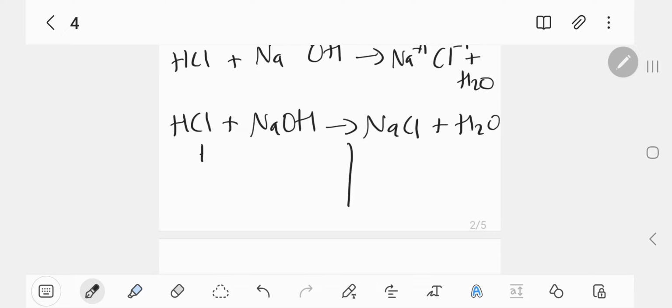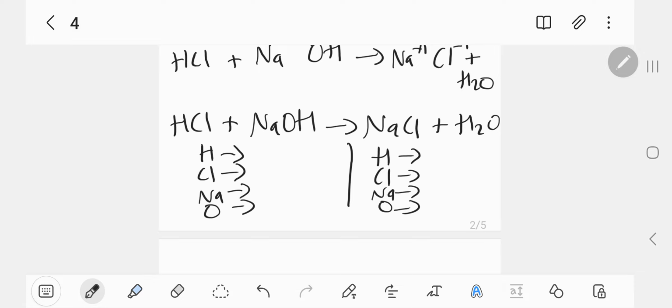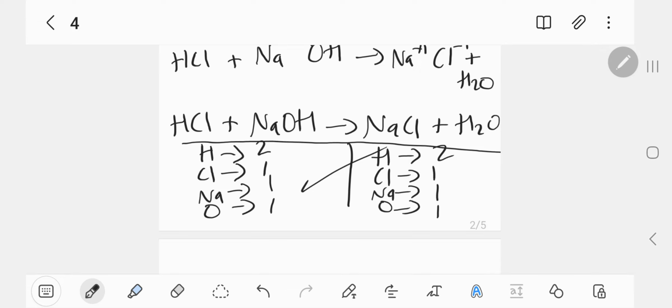So let's balance it now. Make a list from left to right, HCl. So we're making a list of the atoms here. Be very careful. HCl, NaOH on the right as well. And you just count. There's 2 hydrogen on the left, 1 chlorine on the left, 1 sodium on the left, and 1 oxygen on the left. 2 hydrogen on the right, 1 chlorine on the right, 1 sodium on the right, and 1 oxygen on the right. So it's balanced. That's a balanced chemical equation for an acid-base reaction.